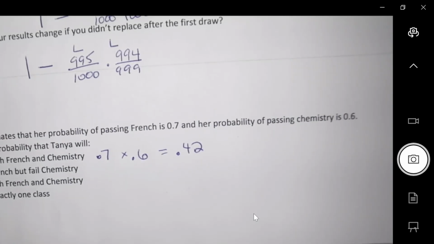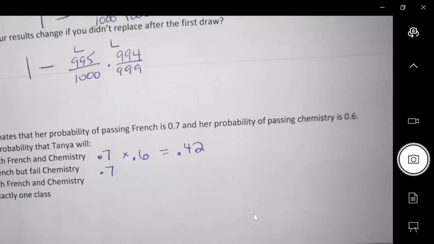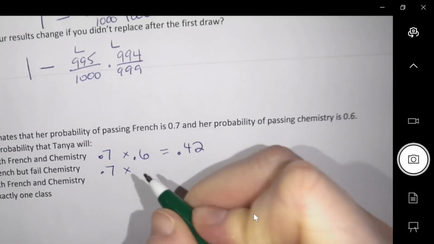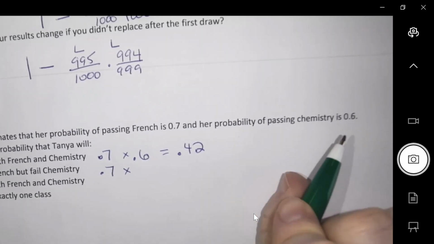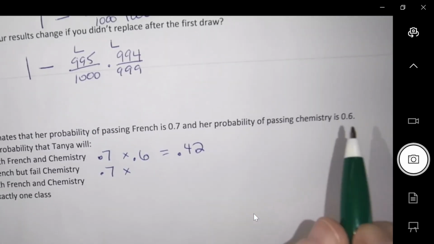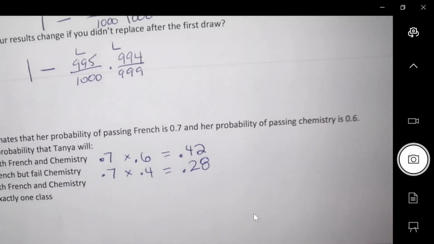Probability of passing French, so 70%, but failing chemistry. So what is the chance of a fail in chemistry? So if this was 60, this is 40. So that is a 28% chance.